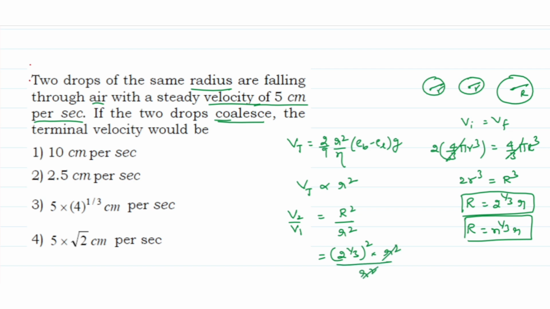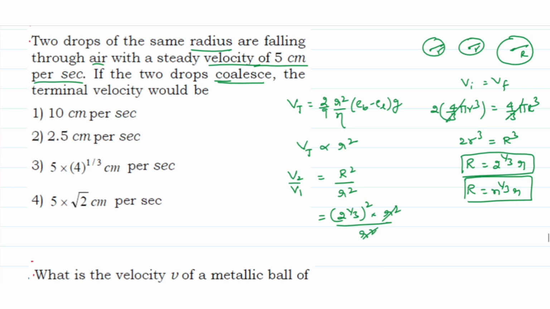R square gets cancelled. Then V2 by V1 is 2 power 1 by 3 whole square, which is 2 power 2 by 3, into the initial velocity of 5 centimeter per second. So V2 is 5 into 2 power 2 by 3. Again 2 power 2 by 3 can be written as 2 square whole power 1 by 3, so 4 whole power 1 by 3 into 5 centimeter per second. So the third option is the correct answer.